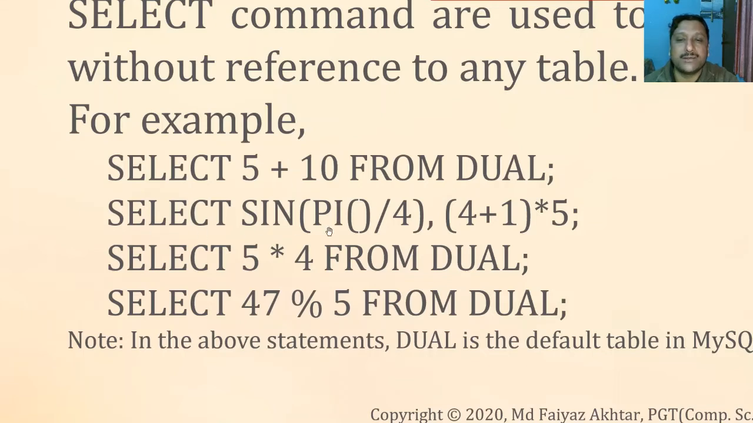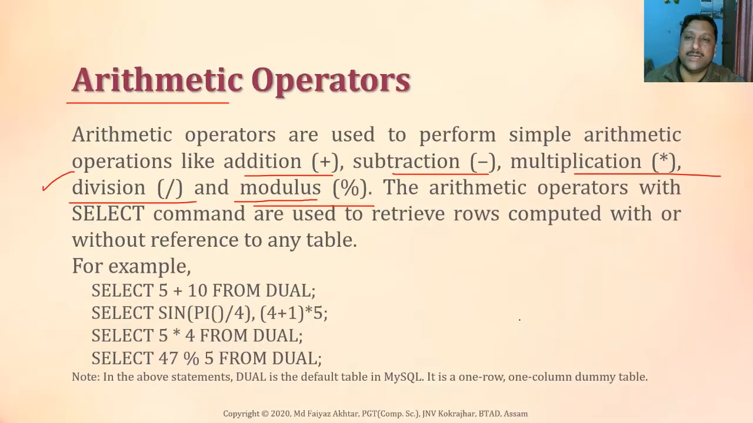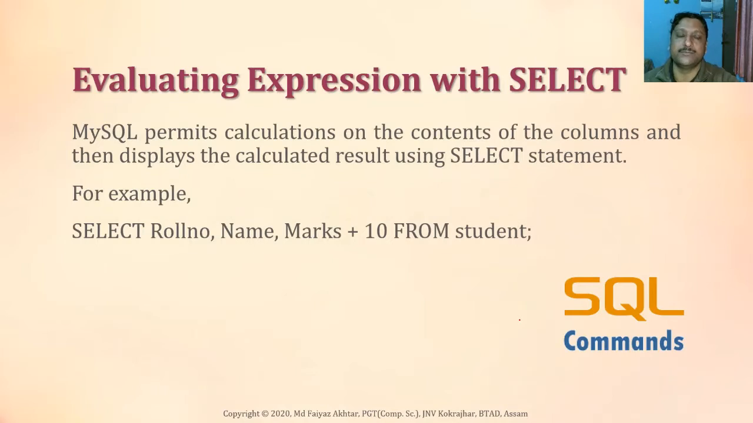Select sin of pi by 4, comma, 4 plus 1 into 5, and here the from clause is not used, then this command will also work like the previous one. Okay, select 4 into 5 from dual, select 47 % 5 from dual. Like this you can use any arithmetic operator. Try this one yourself.